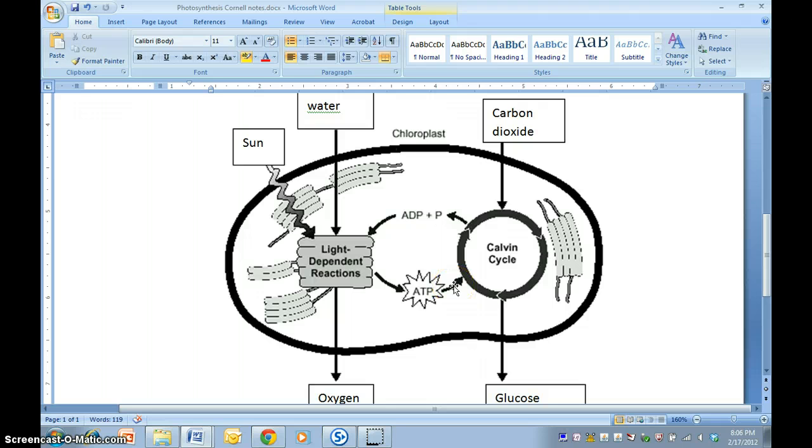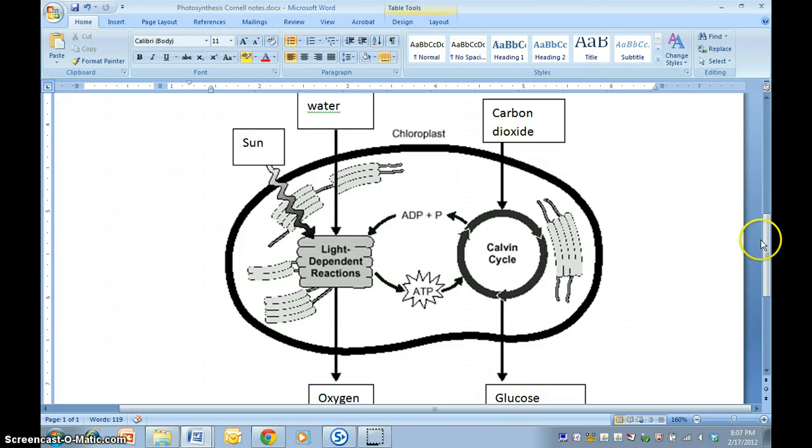Then the carbon dioxide combines with the hydrogen. That's what I'm missing here. If you can, in your picture right here, draw an arrow coming over from the light-dependent reaction over to the Calvin cycle that says hydrogen ions. So carbon dioxide plus hydrogen plus the energy from ATP all get combined in the Calvin cycle, which is basically a series of chemical reactions that create the glucose.